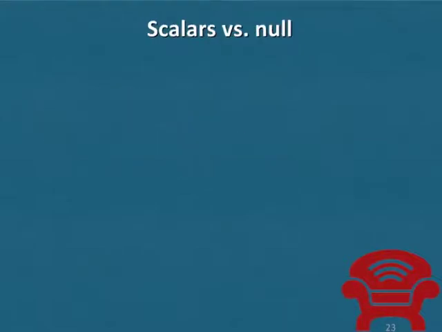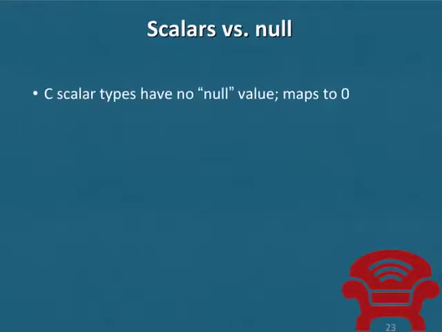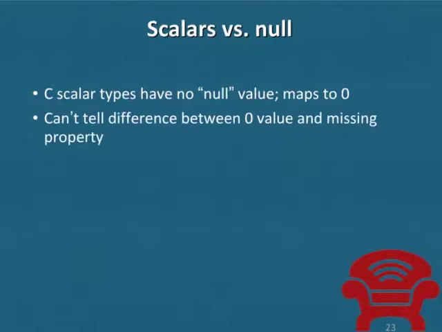Next, scalars and null. Obviously, the C scalar types, by which I mean integers, floats, booleans, etc., don't have a null value. The closest thing they have is a 0. So if you have a JSON document that has a value of null, or has no value at all, for a property that you've declared as an integer, the value you're going to get back is 0. You can't actually tell the difference between there being a 0 value and the property being missing entirely. Most of the time you really don't care, but there may be times when you do, in which case you'd need to think about that.